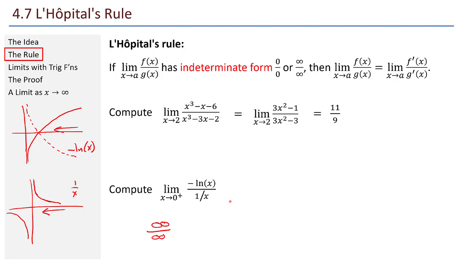Let's find out. All right, so I don't think there's any way I would be able to know how to do this other than just using L'Hopital's rule. So let's take the derivative of the top and the bottom. I get the limit as x goes to 0 from the right, negative 1 over x divided by negative 1 over x squared. Do a little bit of algebra, do a little more algebra, and we find that the solution is 0.